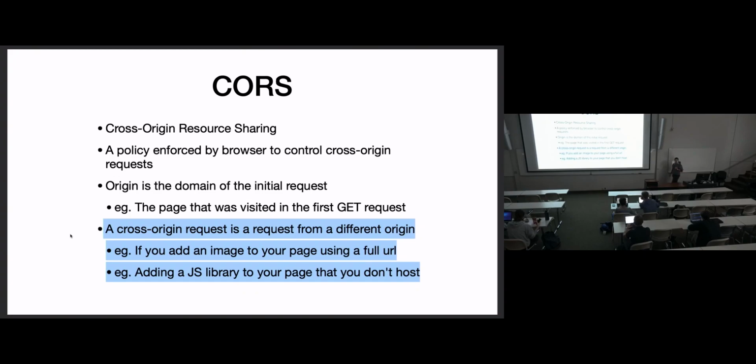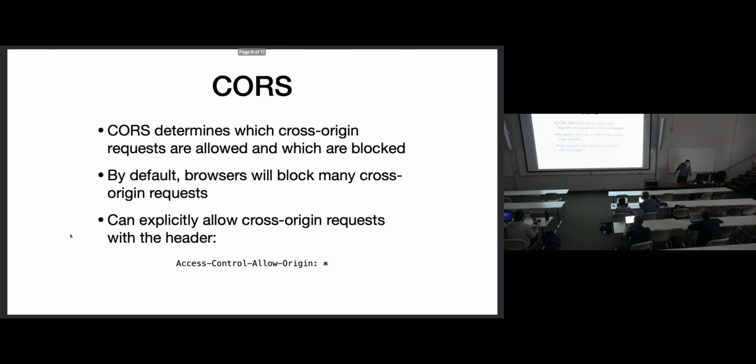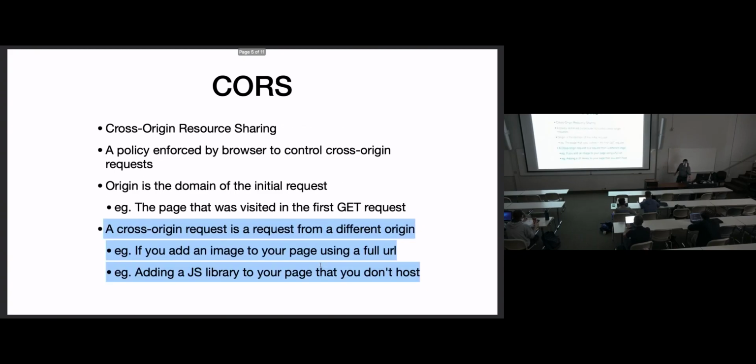There are things where we can allow CORS, and there is a header we can set to allow cross-origin requests. For example, if you have an embedded image in your site and you use the full URL, you're not hosting that image on your server, you might give the full path in your image tag. That's going to require a cross-origin request. You import Bootstrap into your project, and you don't download the Bootstrap library and host it on your server.